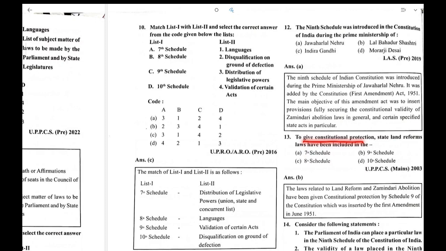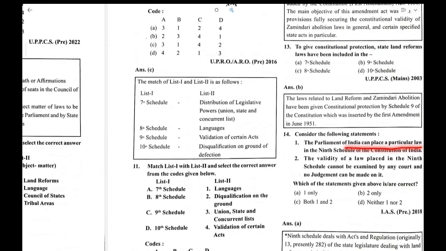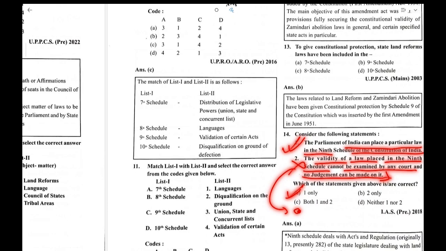To give constitutional protection, state land reforms and which of the law have been included, तो 9th schedule में ऐड किए गए हैं. The parliament can place a particular law in the 9th schedule of a constitution, बिल्कुल correct है. The validity of law in the 9th schedule cannot be examined by any court and no judgment can be made out. This is wrong. Any law which comes under the 9th schedule can be challenged in Supreme Court plus High Court, and both can declare the acts that are included in 9th schedule as null and void or unconstitutional.